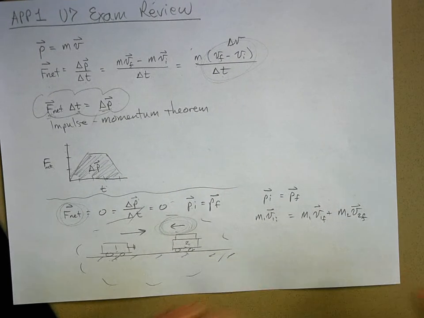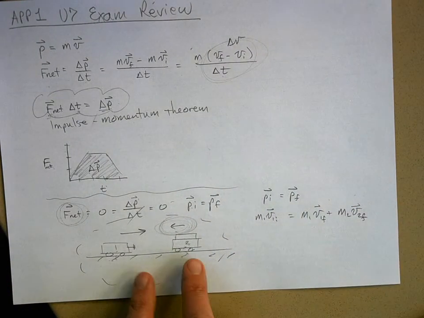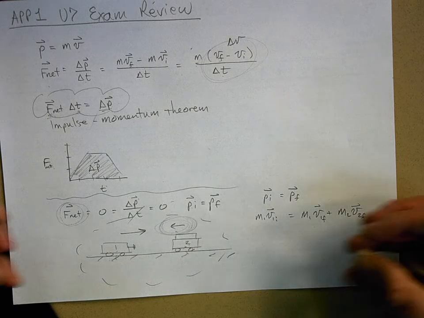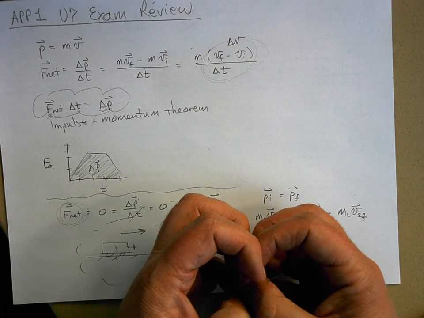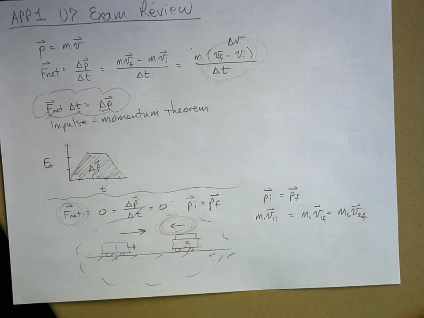What would happen if you had a setup like this, and the two objects came together and stuck together afterwards? What does that mean is true about their final velocity? If they're stuck together, what's true about their final velocity? What's V1 final and V2 final? They're not zero. They're equal to each other. They're the same.